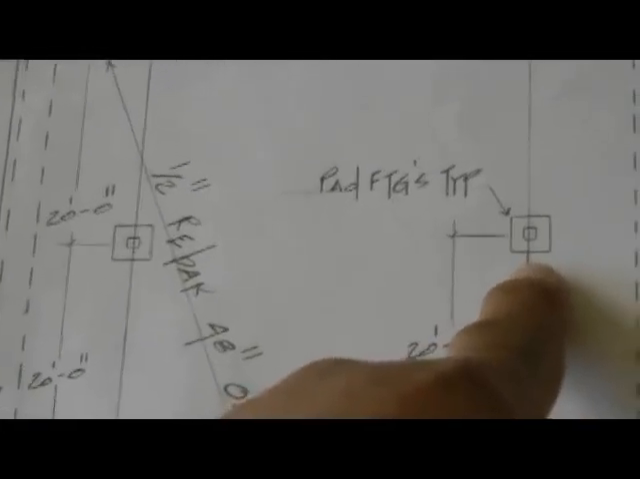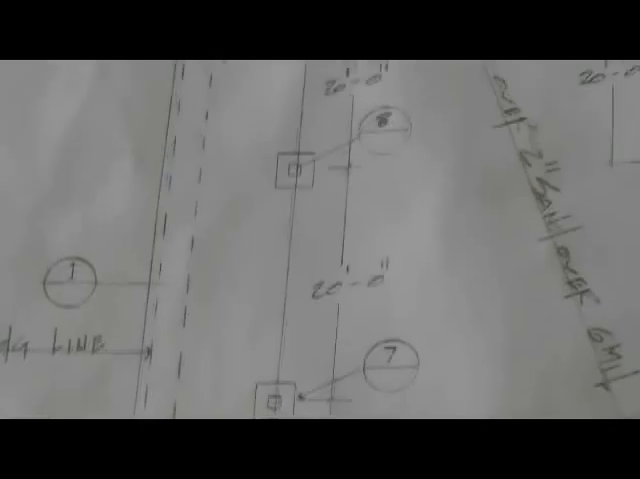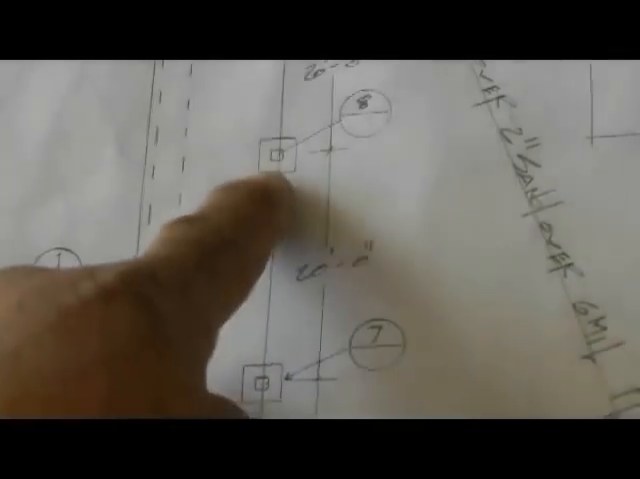So anyway, you've got pad footings here, here, here, here, here, here, here, here, and then you've got the walls. Now, they're 20 feet apart. Here's your number, 20 feet to the center. Same here on this side, center to center.